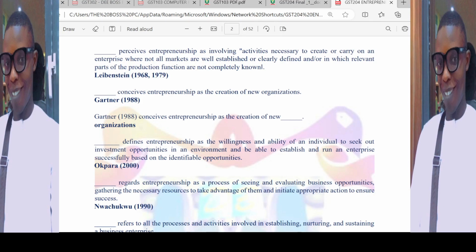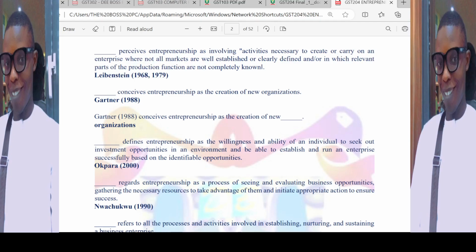Nwachukwu regards entrepreneurship as a process of seeing and evaluating business opportunities, gathering the necessary resources to take advantage of them, and initiating appropriate actions to ensure success. So you can see that this is also going in the same direction.